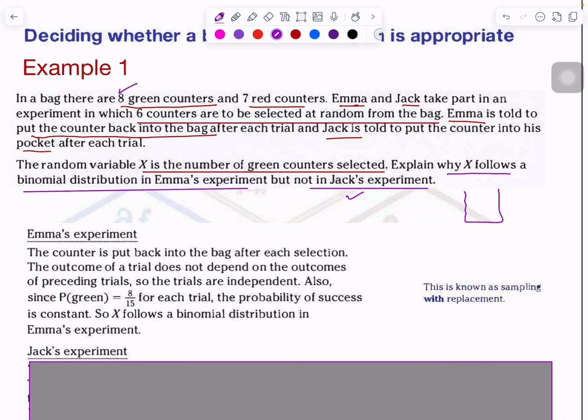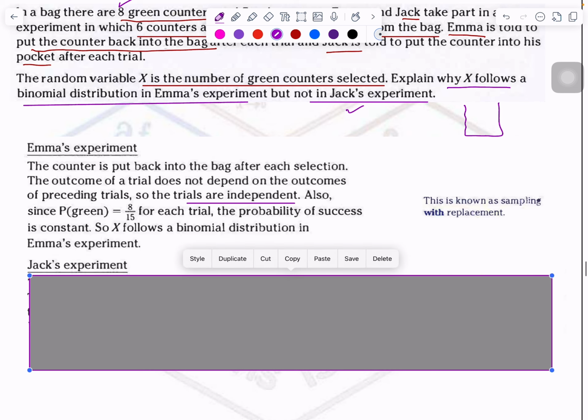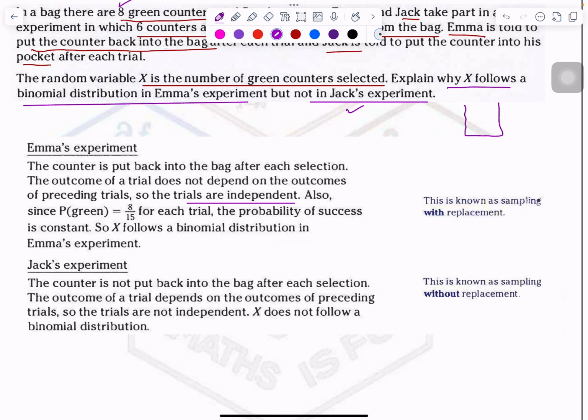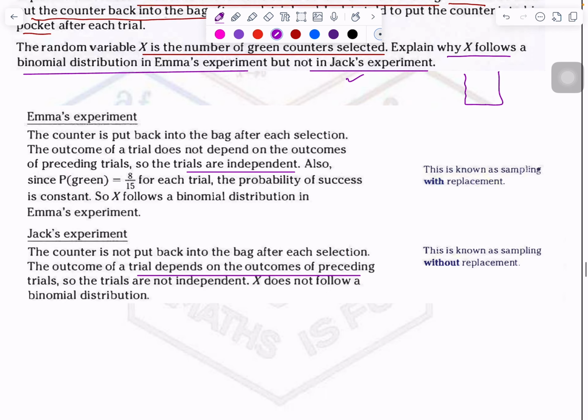Exactly what I've said. The trials are independent in this case, right? And every time the probability will be 8/15. This is a case of with replacement. Now what is happening in Jack's experiment? Because he's putting it every time into his pocket, the trial depends on the outcome of the preceding one, and definitely the probability will not remain the same. So it doesn't follow a binomial distribution. This is how you will explain it in your own words.